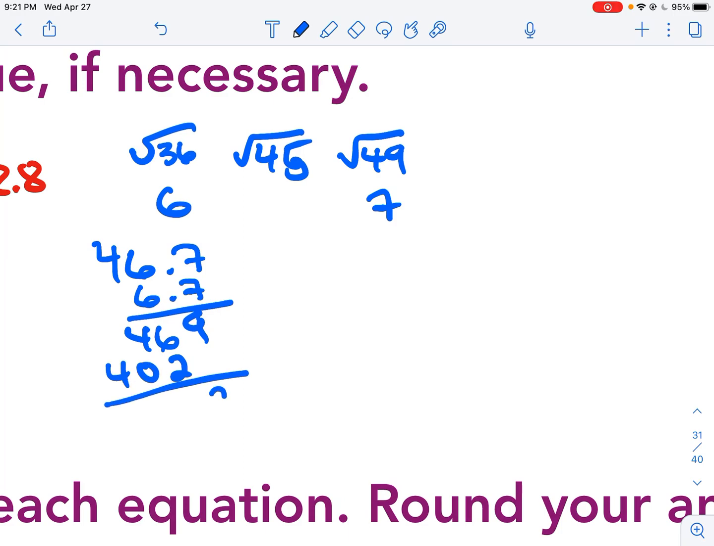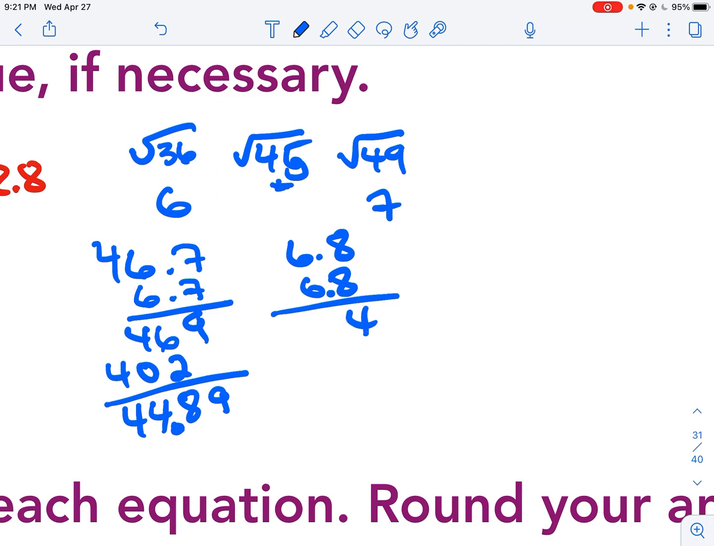36 plus 4 is 40. That's 9. That'll get me 8, 4, 4, 2 decimals. 44.89. Look at that. It's pretty close to 45. So let's go up 1 and see how close it is.